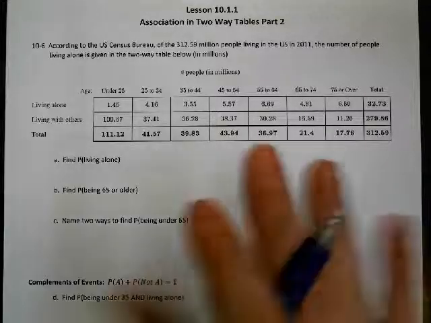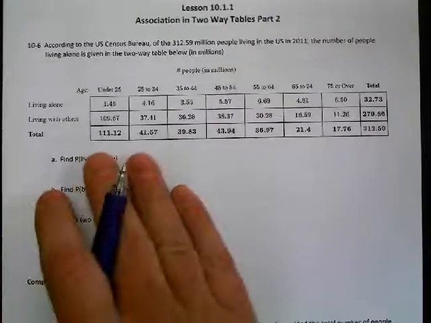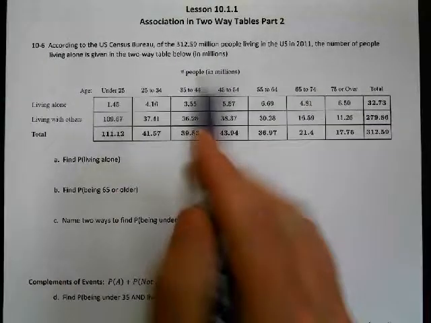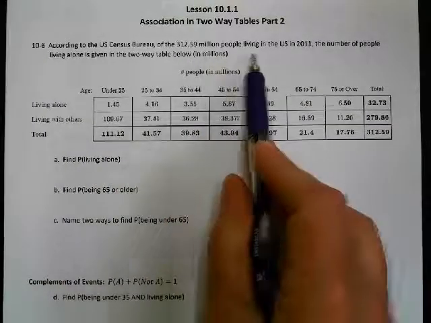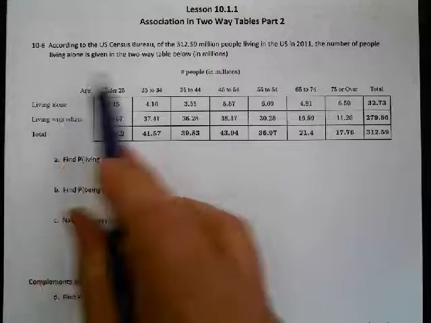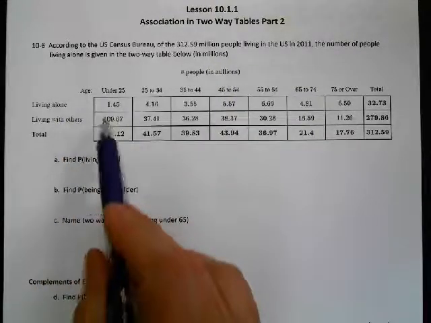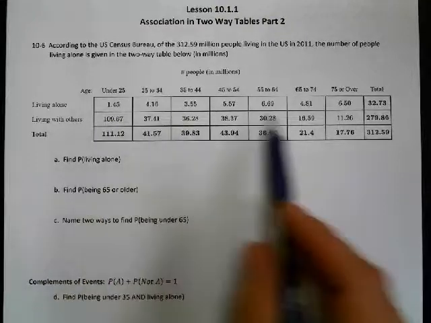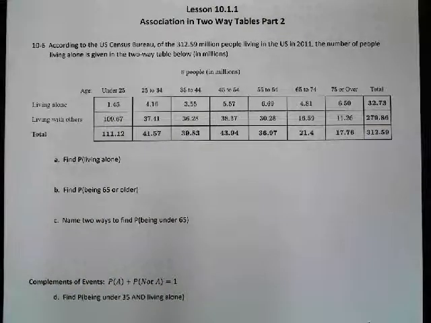All right, so according to the U.S. Census data, we've got 312.59 million people living in the U.S. in 2011. We're looking at the number of people that are living alone according to age. We've got several new columns here that we haven't really seen in the previous problems. So how do we deal with that?